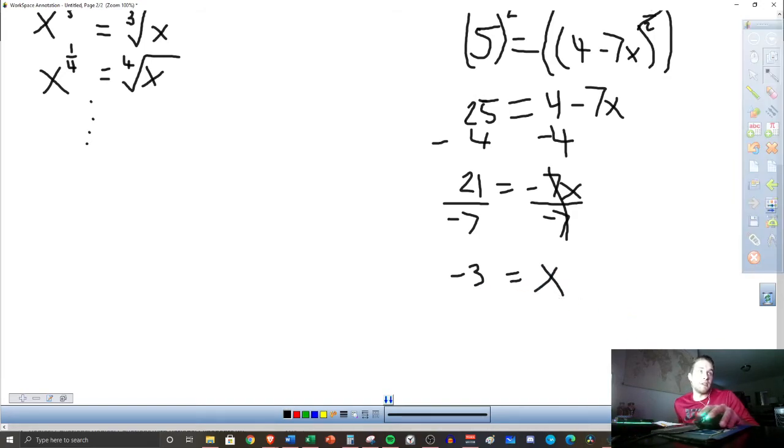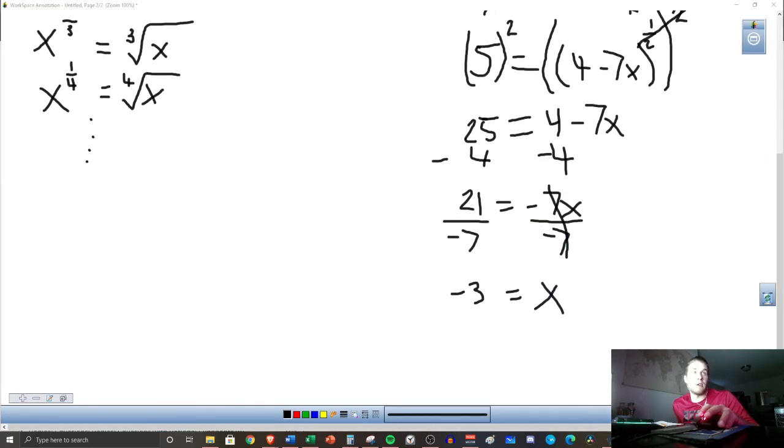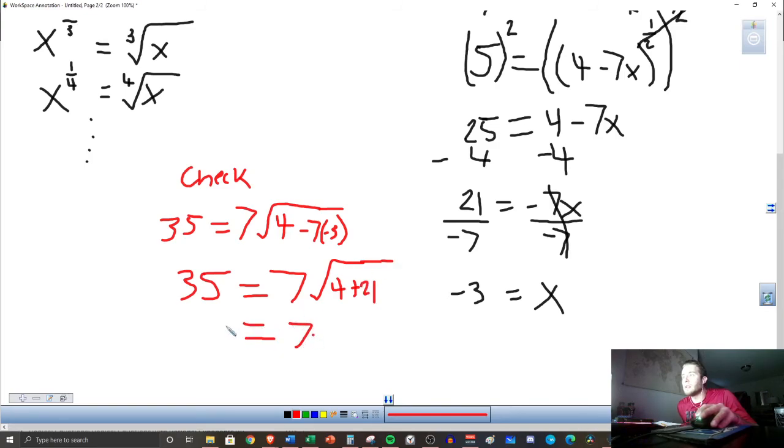Now we do have to check this, okay? Because this is an even power, technically an even root over 2, I need to check this to make sure that it's valid. There are problems that will occur where, if you don't check, you're going to get it wrong. So we've written it up, we're checking it. 35 is just going to stay 35 the whole way. This is 7 square root. This is going to be 4 plus 21, which equals 7.